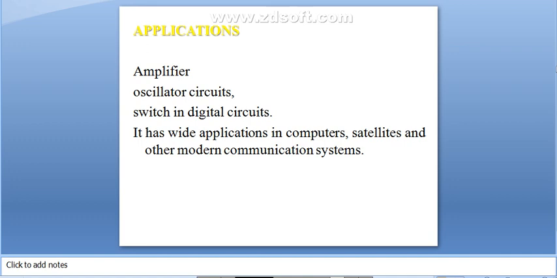So these are the applications of the transistor. The important application is amplifiers. Transistors are used in amplifiers, in oscillator circuits, and a transistor can be used as a switch in digital circuits, and in computers, satellites and communication systems.